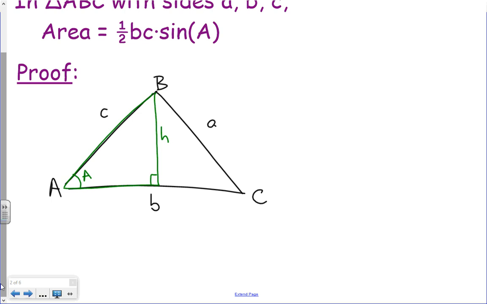If I want to find out what the height is equal to, I could use angle A and I could use side C to help me do that. That would be the sine of this angle. The sine of A would be equal to H over C. And if I want to find out what H is equal to, just move C to the other side. I'm going to write H is equal to C sine of A. There's what the height of our triangle is.